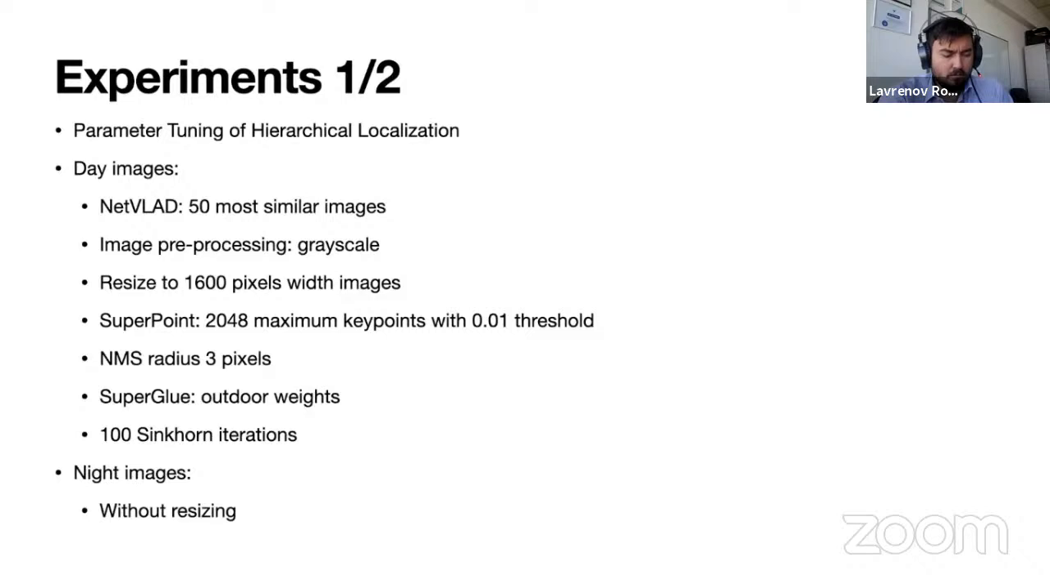For the day images, we set NetVLAD to retrieve the 50 most similar images. We used grayscale preprocessing and resized the images to be 1600 pixels wide. We set SuperPoint to retrieve up to a maximum of 2048 key points with 0.01 threshold. We set the non-maximum suppression radius to be 3 pixels, and we used a SuperGlue pretrained outdoor weight and used 100 Sinkhorn iterations. The rest of the parameters were unchanged. For the night images, we did the same, with one difference, which was that we didn't perform the resizing.